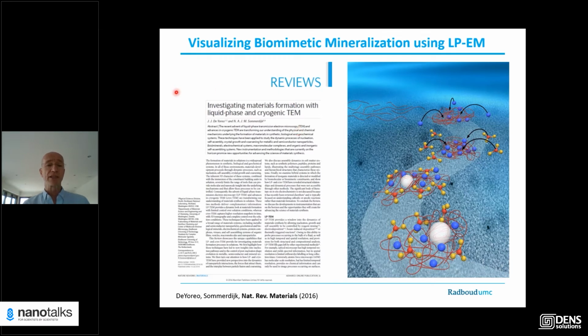Jim and I wrote this review paper where we are comparing what we can learn from liquid phase electron microscopy and from cryo-electron microscopy. And we are advocating there the use of the two techniques together to get complementary information. My interaction with Jim also led to the work of Paul Smeets, a joint PhD student that we had working both in his lab in the US and in my lab in the Netherlands.